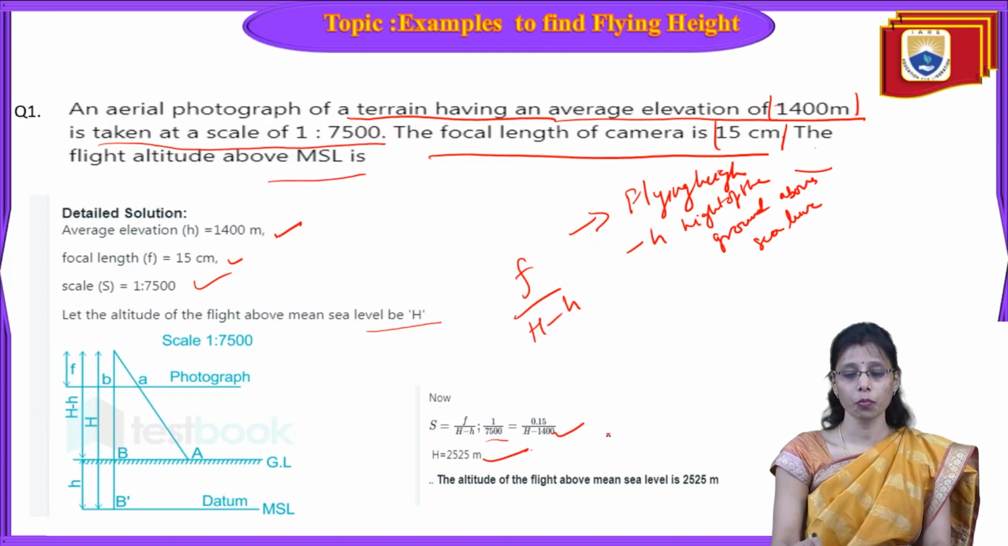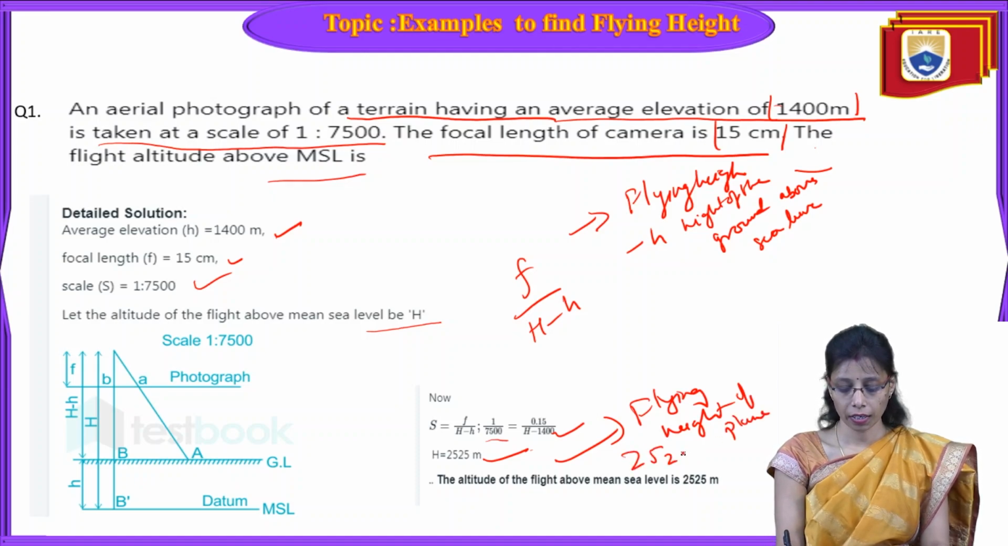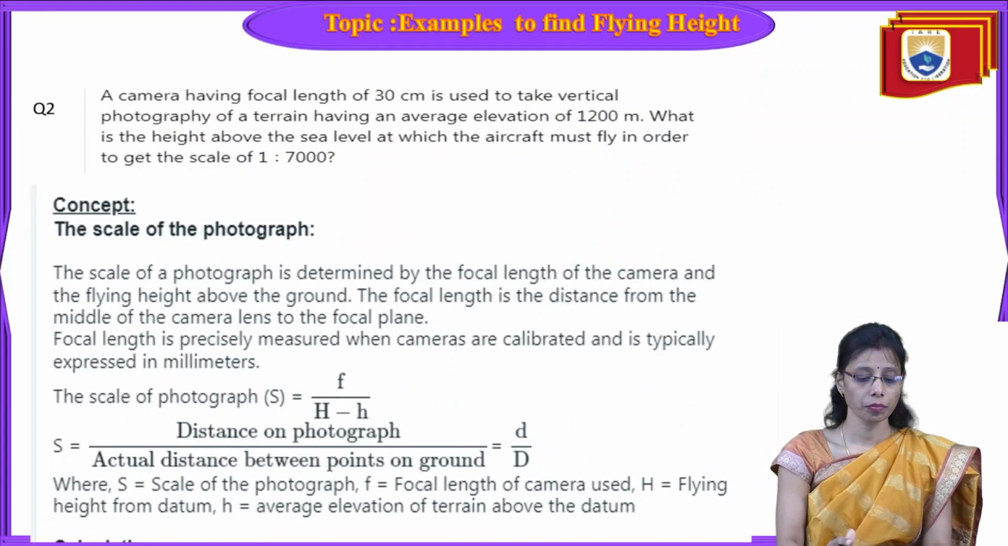So we just have to put the values in the formula. If we have all these values, we'll get the flying height. So now we have the flying height of the plane. The flying height of the plane is 2525 meters. Like that, we have one more example here.